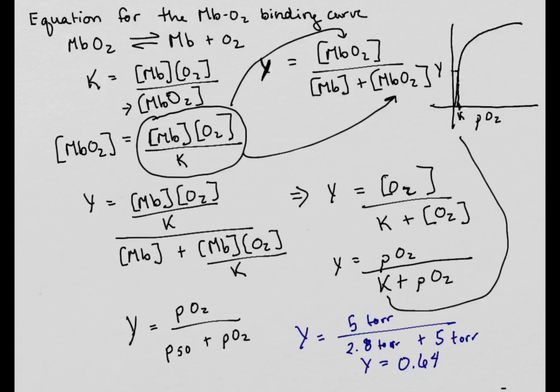Now we could qualitatively check this and look on our curve and see, does that check out? Does it look like at about 5 torr that myoglobin is about 64% saturated? It certainly does, but go take a look at that curve.